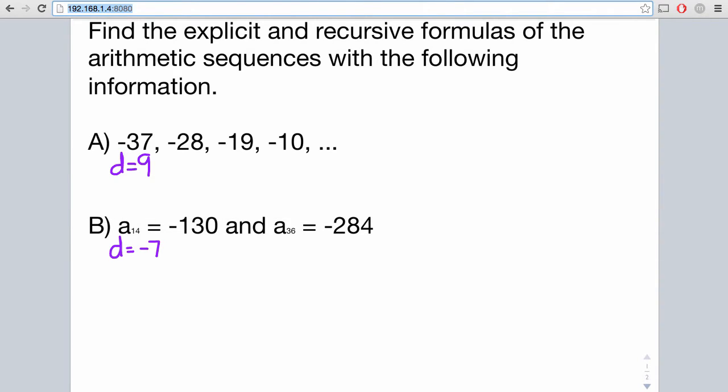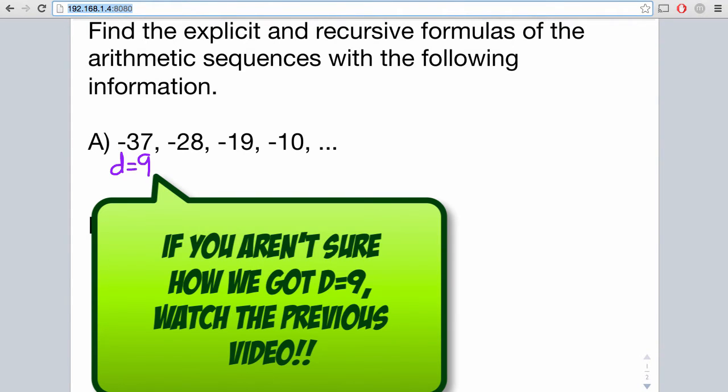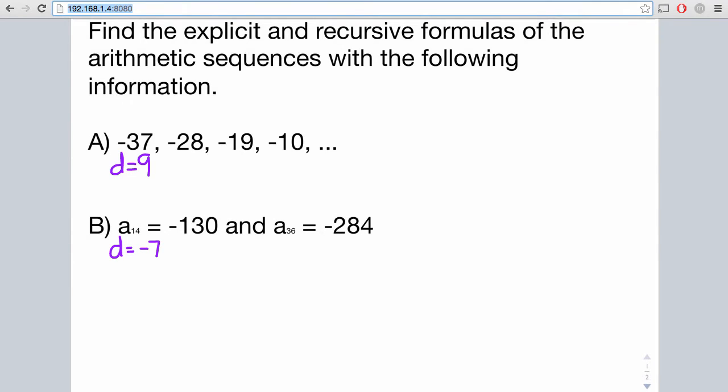And so for our first sequence, we have negative 37, negative 28, negative 19, and negative 10 as our first four terms. In the previous video, we found that the common difference between each term is 9. So then, the explicit formula can be written as a_n equals first term, which is negative 37, plus our common difference times n minus 1. And so this is the unsimplified version.